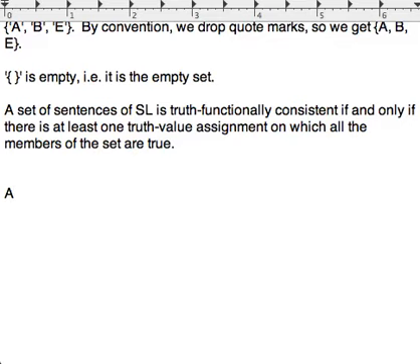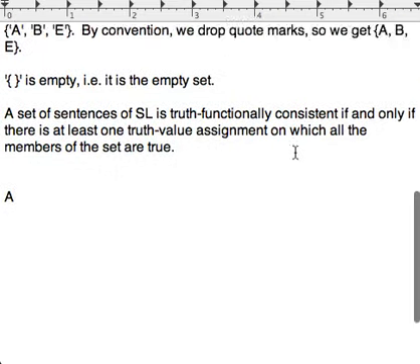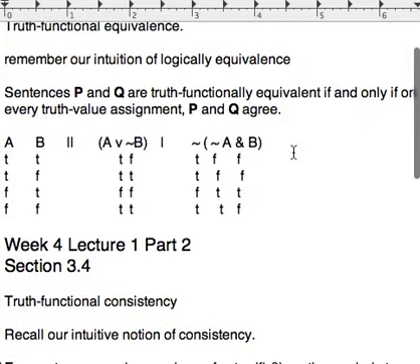Suppose we have the sentence, well, let's stick with the one that we had before. If we look above, these were two sentences we considered, A or not B, and not A and B. Is there at least one truth value assignment on which both of these sentences are true? And the answer is yes. Just consider the first one. Here, the sentence is true, and here the sentence is true on this truth value assignment. Hence, the set containing this sentence and this sentence would be a consistent set.